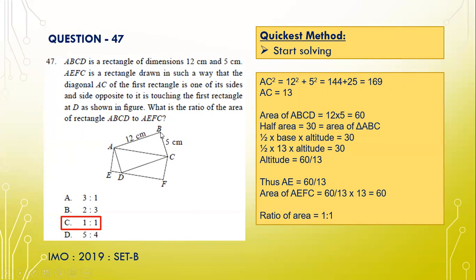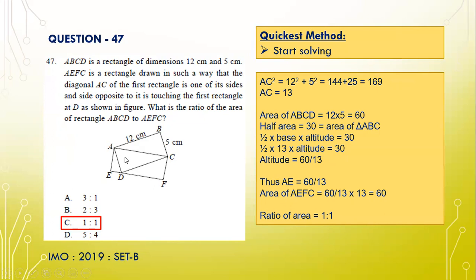So what is the altitude? The area of a triangle is half into base into altitude, which is 30. What is the base? Base AC is 13. So half into 13 into altitude is 30. So altitude will be, when 2 goes there, it will be 60. So 30 into 2 is 60. So 60 upon, when 13 goes here, it will be division. So this altitude is 60 upon 13.